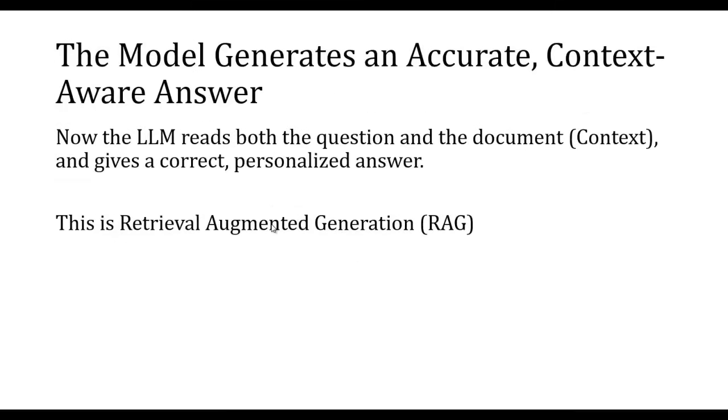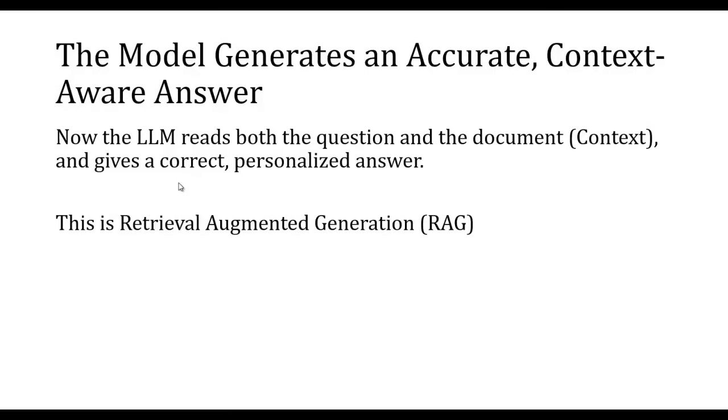Now the LLM reads both the question and the document. Document means context. This document provides context to our LLM. As we discussed, the LLM reads both the question and the document and gives a correct, personalized answer. This is called RAG, Retrieval Augmented Generation. Hope all of you are clear with this, right?